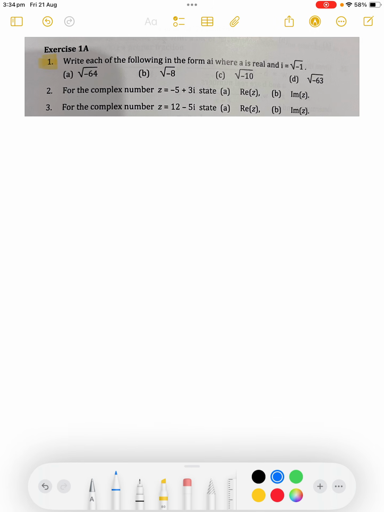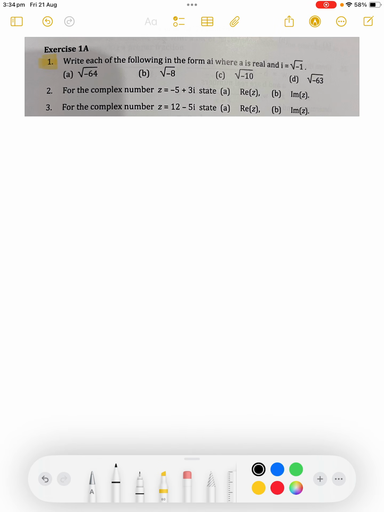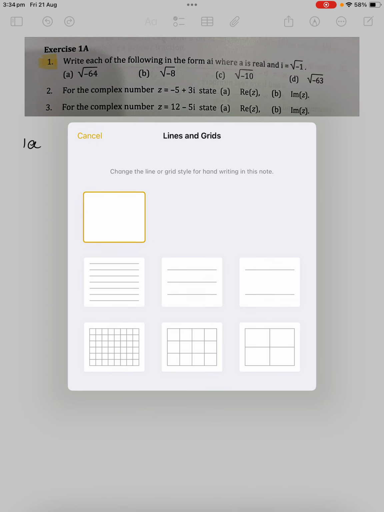Well, thank you for joining me on this question. We're going to be looking at complex numbers. Question 1, A, B, C, and D. Okay, so let's put some background and let's get started.